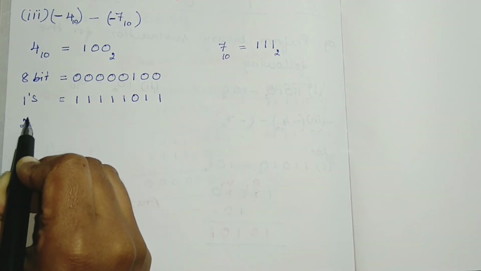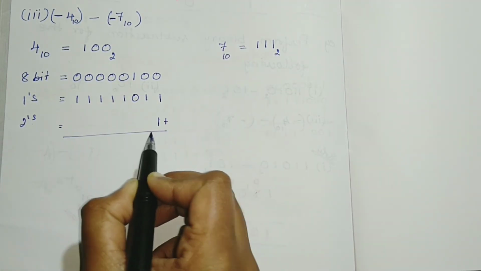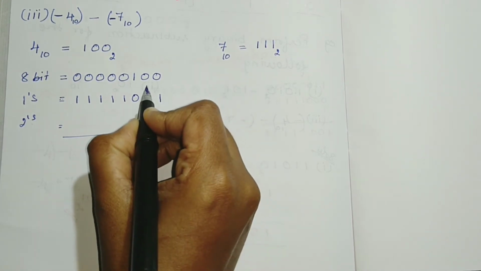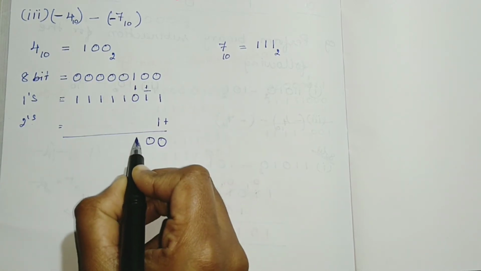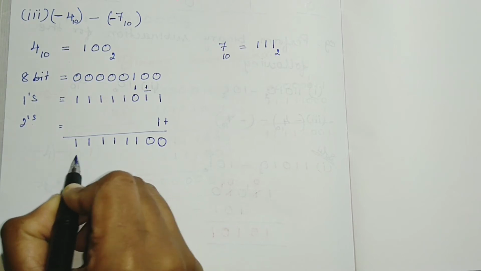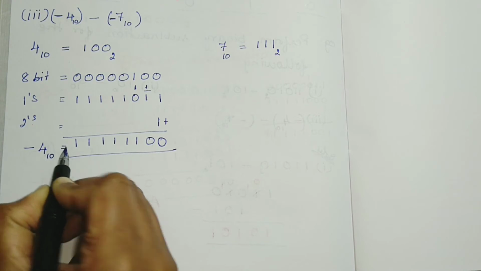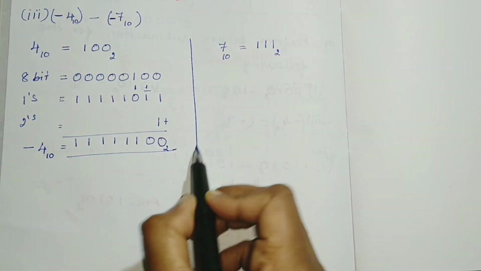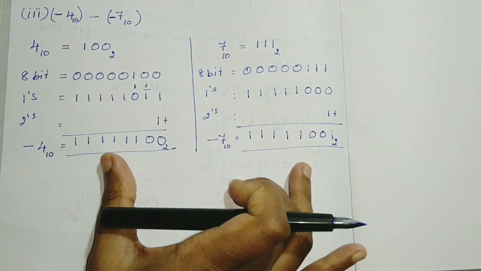And the third step is 2's complement. Add 1 to the least significant bit. So 1 plus 1 is 1 0. 0 as sum bit, 1 as carry, 1 plus 1, 1 0, 1 as carry. So 0 plus 1 is 1 and remaining all the ones you have to write as it is. So this is the value for minus 4 base 10. Similarly, you have to do for 7. So finally we got binary equivalent of both negative numbers.